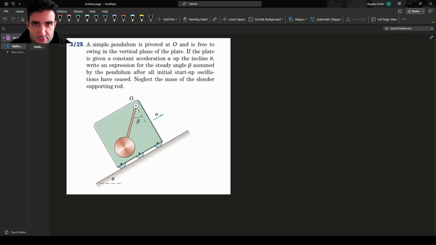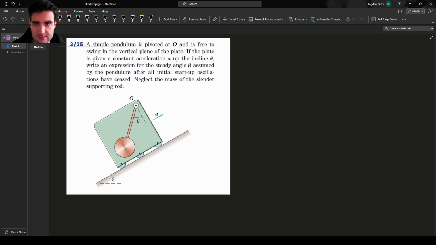Here's a quick mechanics problem which is actually similar to one that I did on the channel not too long ago. In that one, we had a frame and a collar within that frame, and that collar was at a certain angle with respect to the horizontal.